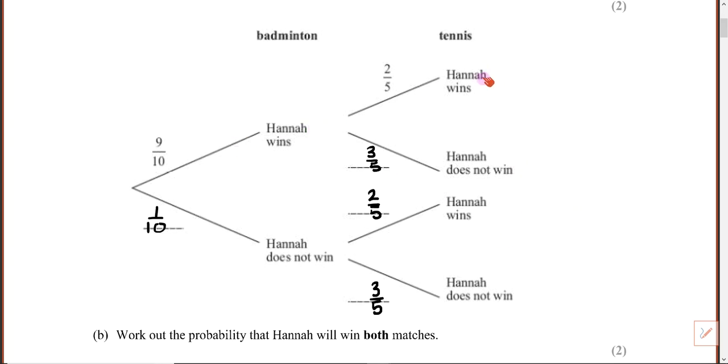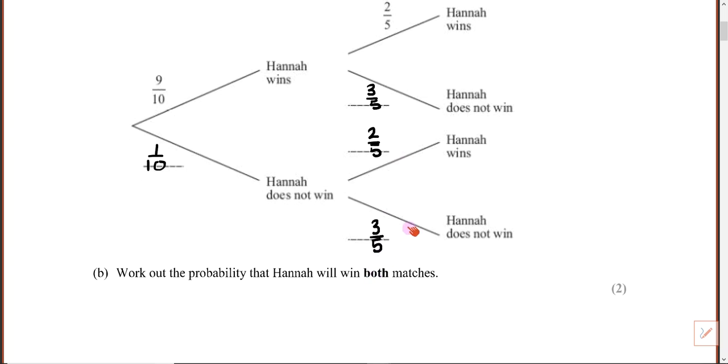So she either wins and wins, or she wins and loses, or she does not win and wins, or she does not win and does not win. So we have to consider all possible outcomes. Like Bradley said, there were 2 outcomes for badminton. There's also 2 outcomes for tennis. But because we're saying tennis comes second, there are 2 outcomes following 2 possible outcomes. So we have to consider it for all eventualities.